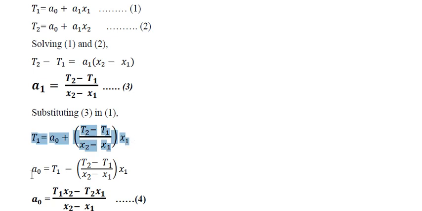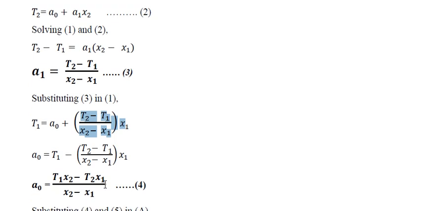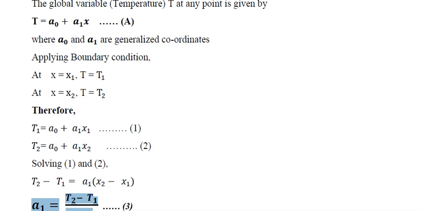By this expression we can find A naught. So A naught will be T1 minus this term. By simplification, A naught is written like this: T1 of x2 minus T2 of x1 divided by x2 minus x1. So we have found the value of A naught, and we have found the value of A1. This A naught and A1 we will substitute in the first assumed expression.